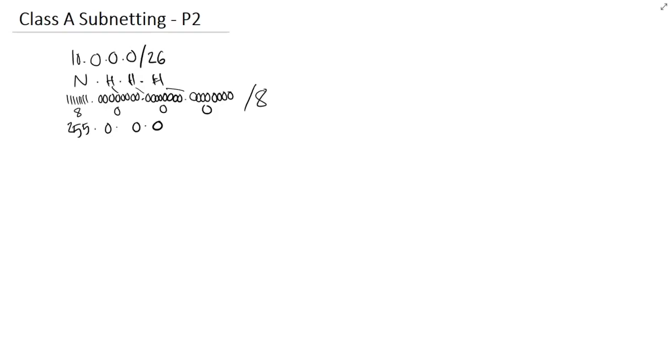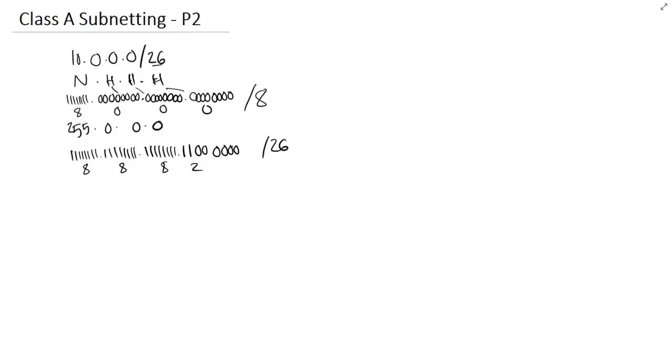But that's if we have the default for Class A. In this case, what we're looking at is /26. So instead of only 8 here, we've got another 8 here, another 8 here. That gives you 24, and then 2 more bits. That's 8, 8, 8, which is 24, 25, 26, and then the remaining zeros. So that gives you 8, 8, 8, and 2, which is 26.